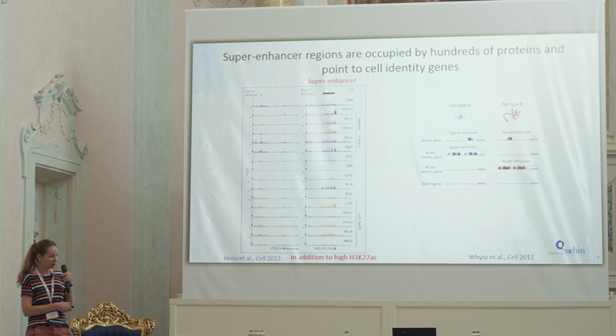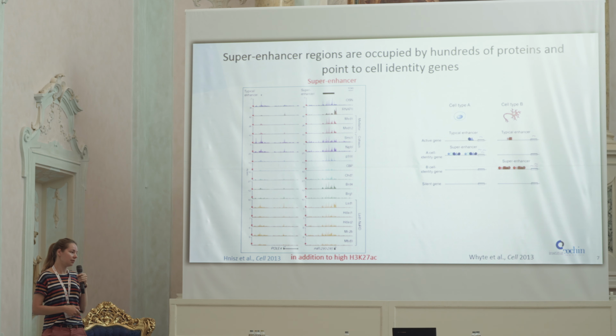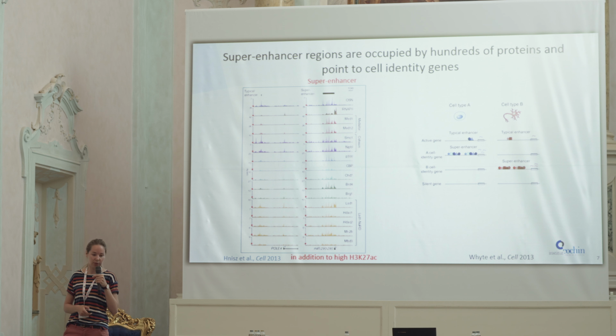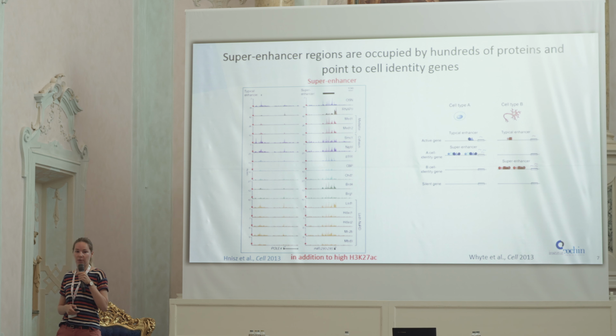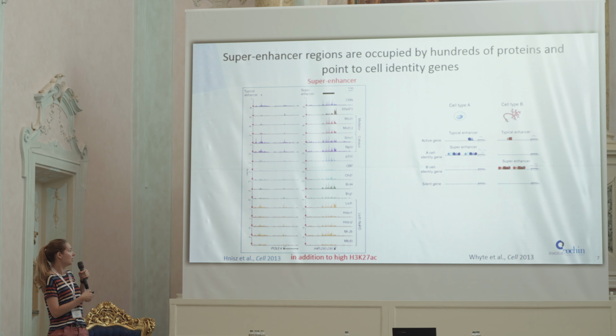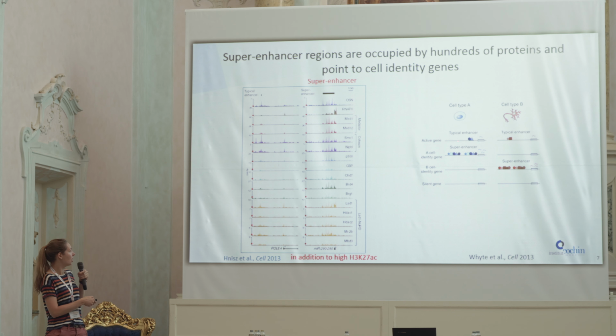So why are these super enhancers interesting? First of all, because they can point to very important transcriptional regulators that determine cell identity. So if, for example, you take a gene which is expressed in different tissues, it's likely to have different typical enhancers in different tissues. But if you take a gene, especially a gene coding for a transcription factor, which should be expressed in one particular tissue, and the expression should be high, and the product of this gene will determine cell identity for this tissue, then it's likely to have a super enhancer.